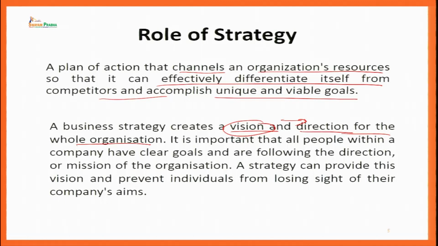How can vision give direction to any organization? Because vision is actually where you see yourself, maybe 5 years down the line, 10 years, 15 years, 20 years down the line. So vision actually comes from a good leader, the person who can foresee the future more clearly than the followers, and is the right person to set the vision for your organization.